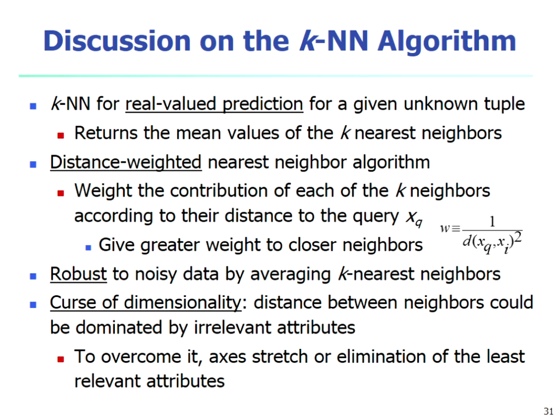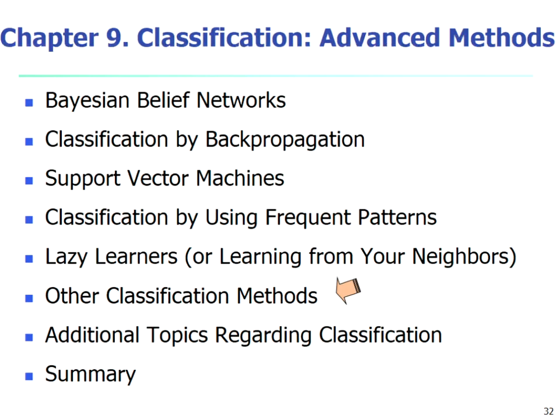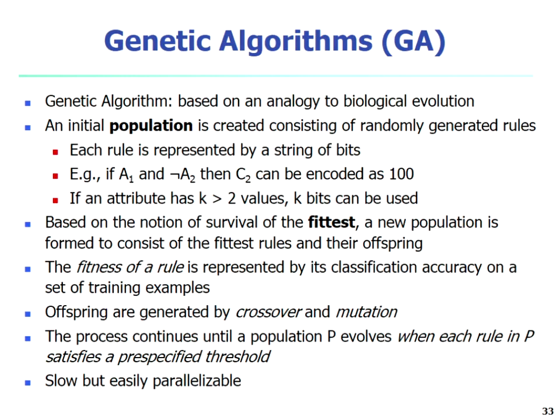So the KNN. KNN can be used also for real valued prediction for a given unknown tuple. It returns the mean values of the k nearest neighbors. So if our class is a discrete or nominal class, that means the value of our class, we have 3, 4, 5 values. In this case, we will use the majority voting. But if our class is a real value, that means we want to predict a real value, not a class like A, B, C. In this case, KNN returns the mean values of the k nearest neighbors. It is clear?